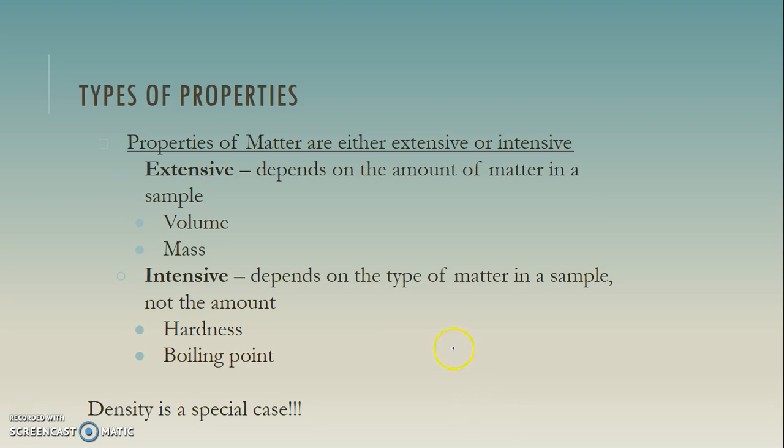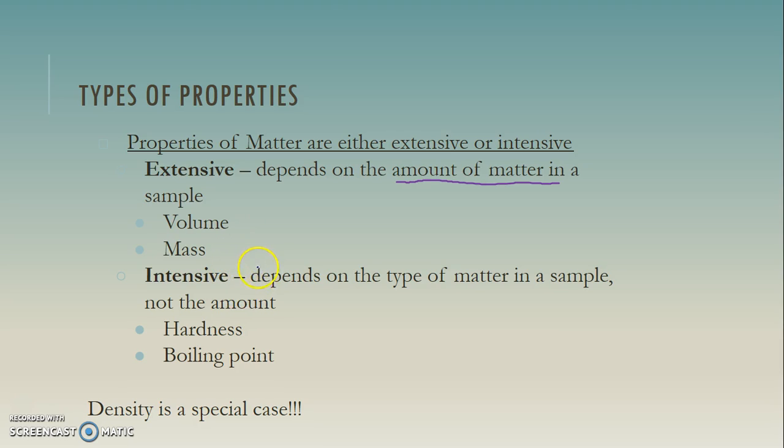All right. First, we're looking at two different types of properties that are not what we just said. We're looking at extensive and intensive properties. The definitions are on the screen. You can read these. The key here for extensive is that if the amount of matter changes, then it's an extensive property. So if you have a greater volume or a greater mass, your numbers are going to change. That's an extensive property then.